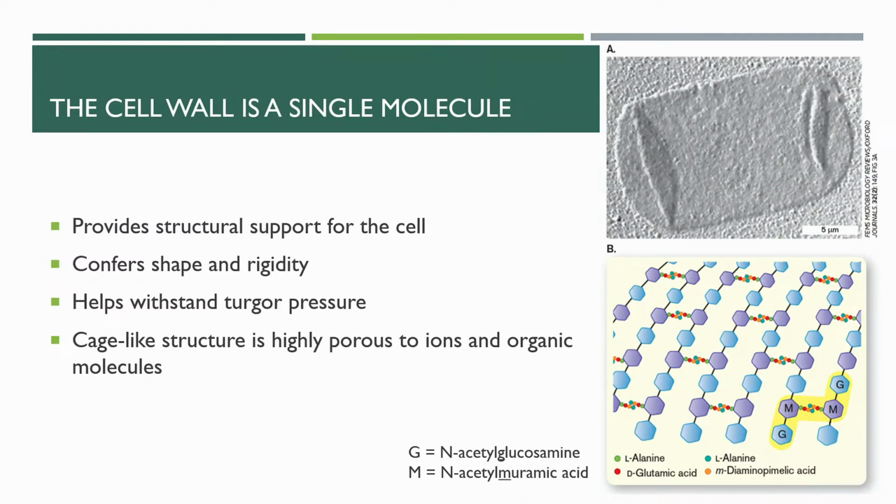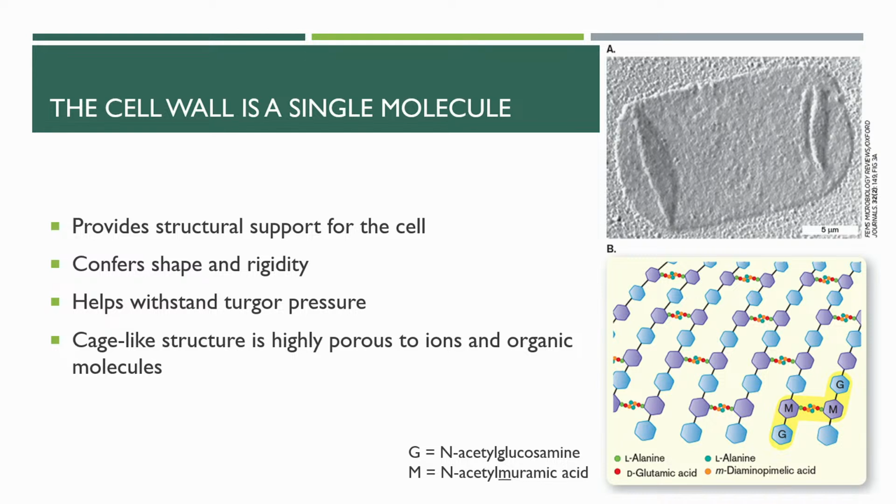So the cell wall is really, when it all is linked together, this single molecule. It's sometimes also called a sacculus. It provides structural support for the cell. It helps to confer the shape and the rigidity. It helps with things like withstanding turgor pressure. And once it's all linked together, it has this nice cage-like structure.